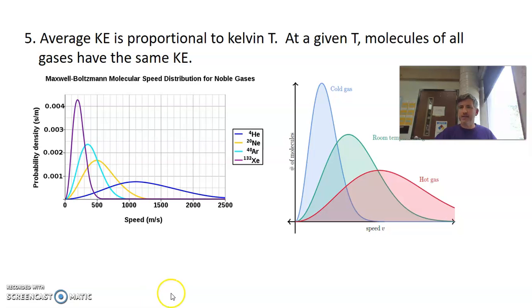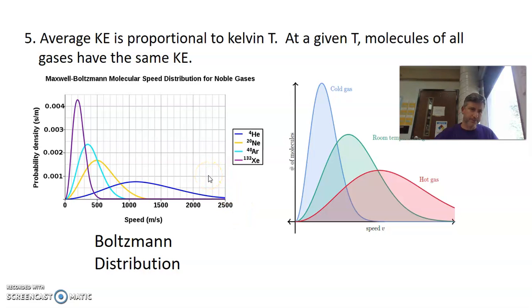Okay, the next thing we want to look at is the fifth and final tenet of the kinetic molecular theory, which says that average kinetic energy is proportional to Kelvin temperature. So at a given temperature, molecules of all gases have the same kinetic energy. This is what's called a Boltzmann distribution, or Maxwell-Boltzmann distribution. And so we have two different graphs. They're both kind of the same thing, kind of different.